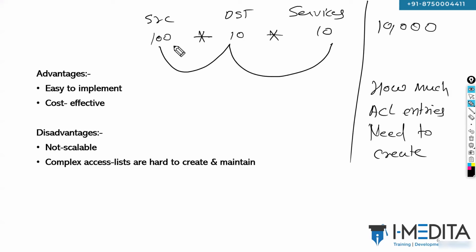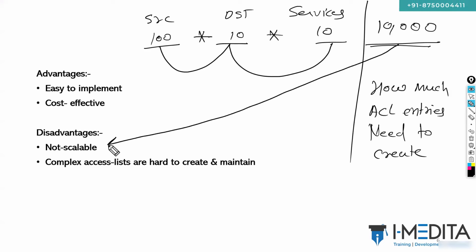If you have 100 sources, 10 destinations, and 10 services, then you need to create 10,000 ACL entries. So the job of creating 10,000 entries is not easy. So it is not scalable. Got it? The next disadvantage of packet filtering is that complex access lists are hard to create and maintain.